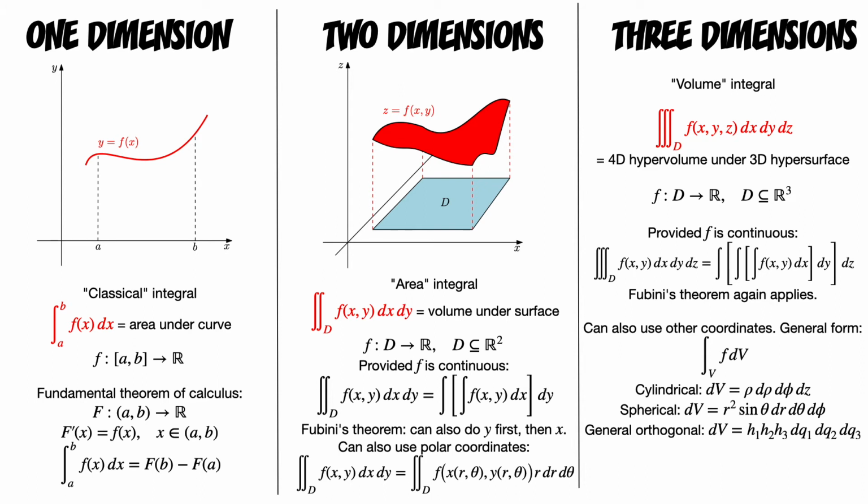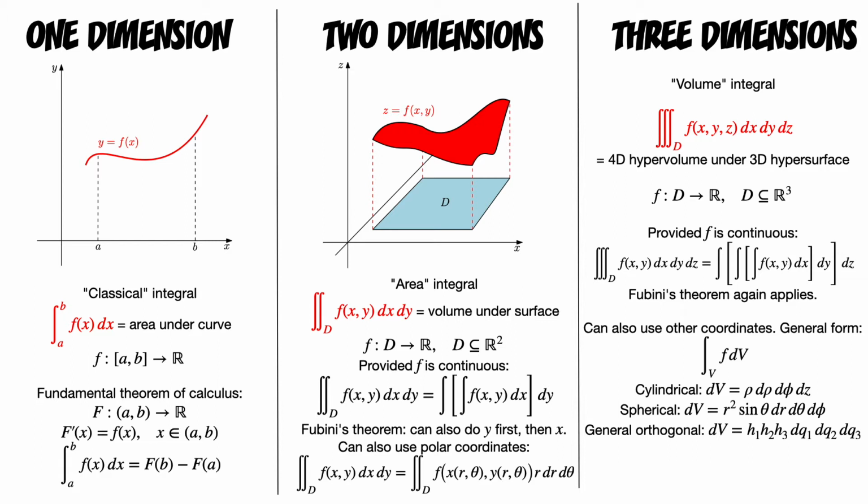Anyway, it essentially means we are summing the values of the function across the 3D domain. Again, provided the integrand is continuous, we can do it as 3 iterated integrals, a so-called triple integral. And Fubini's theorem says we can do it in whatever order we like. Again, Cartesian coordinates may not always be ideal, so if it helps, we can use cylindrical coordinates or spherical coordinates instead, or indeed any other 3D coordinate system.